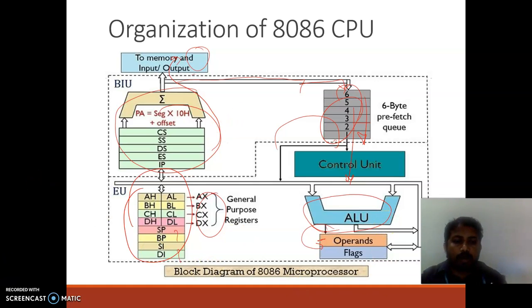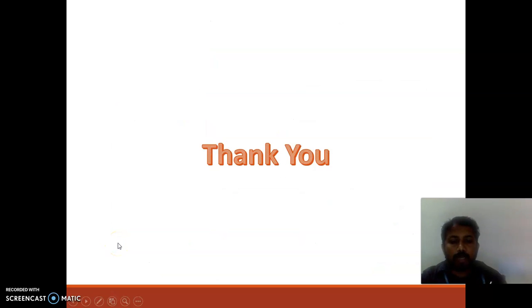So this is the organization of the 8086 microprocessor. I hope you are able to get a clear view of the organization of the 8086.